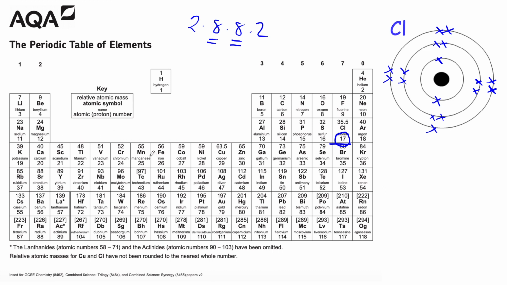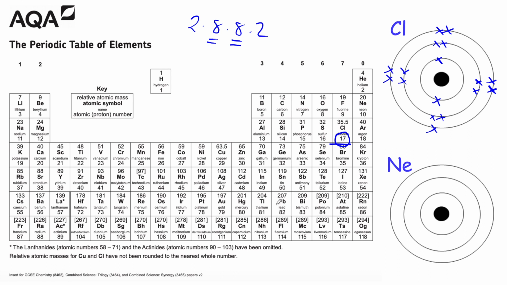Let's have a go at another one. Now the next one is neon. Neon is here. Neon has 10 protons and also 10 electrons. So if we're following the 2882 rule, we can fit 2 in the first shell. That leaves us with 8 electrons left to place. Now the second shell can hold a maximum of 8 electrons, so they all go in there. 1, 2, 3, 4, 5, 6, 7, 8. That's neon's 10 electrons. Hopefully you're getting the hang of this.